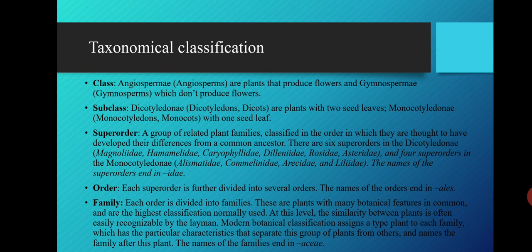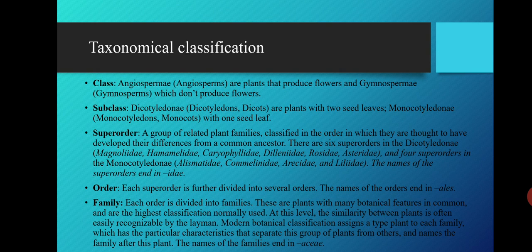सब क्लास उसी का डाइकोटिलेडन है या मोनोकोटिलेडन. ये दो पढ़े हैं आपने, स्टार्टिंग की क्लासेस में पढ़ते हैं ये हम लोग 6, 7, 8 तक. तो डाइकोटिलेडन मतलब 2 कोटिलेडन्स हैं और मोनोकोटिलेडन मतलब उसका जो सीड है उसमें सिंगल कोटिलेडन है. तो उसकी सब क्लास क्या हुआ कि वो डाइकोटिलेडन है कि मोनोकोटिलेडन है. Superorder, a group of related plant families classified in the order in which they are thought to have developed their differences from a common ancestor.